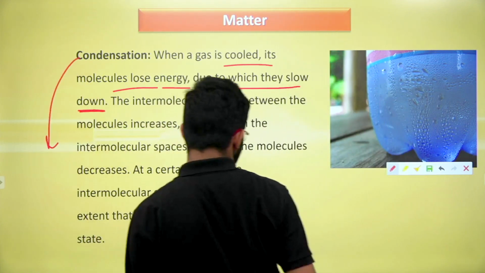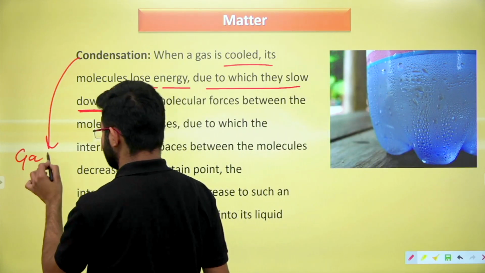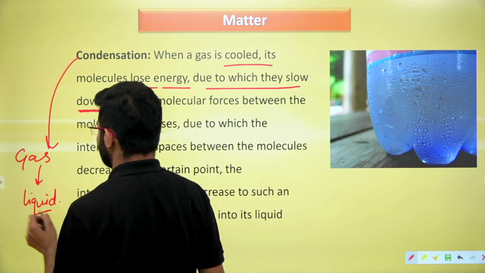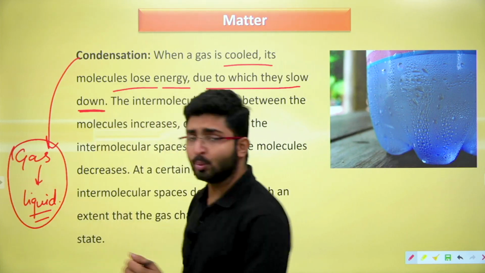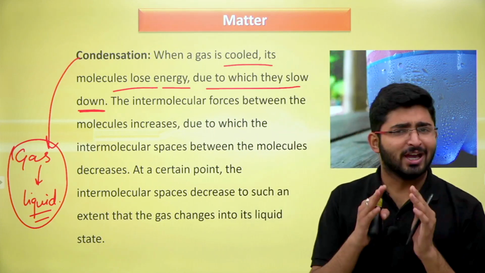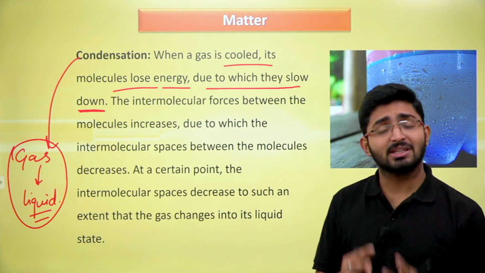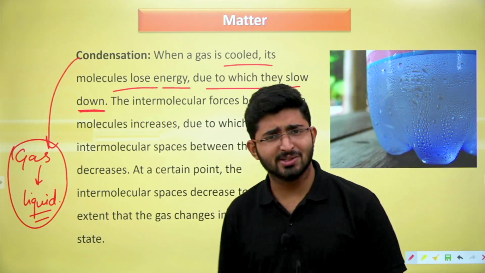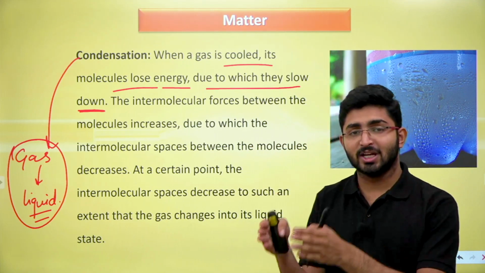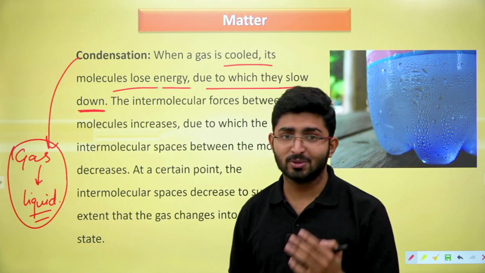Basically, condensation is the process of changing from gas to liquid. But how will it happen? How can we change the gaseous state to the liquid state? We have to lower the temperature firstly, and when we are lowering the temperature, the kinetic energy is lost, right? So whenever we are lowering down the temperature, there is some sort of energy that is lost from the molecules of that matter.